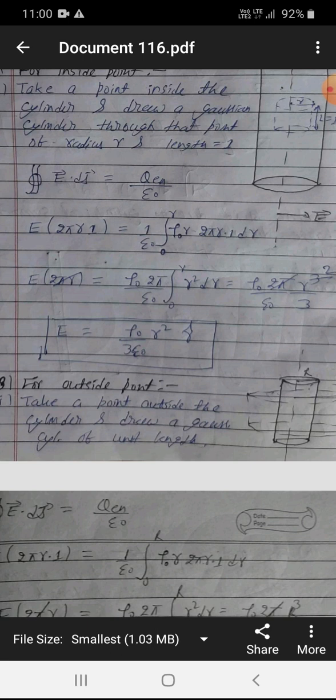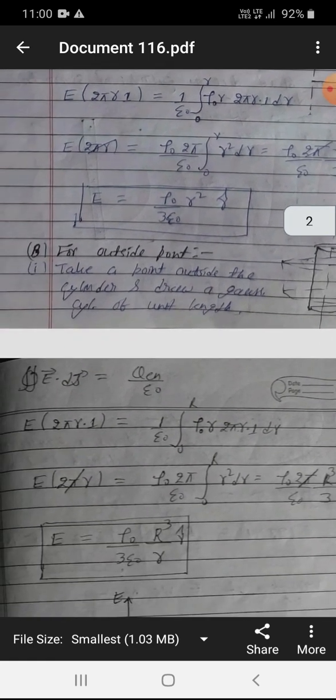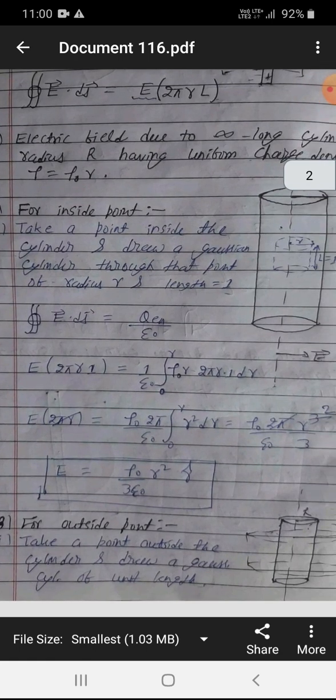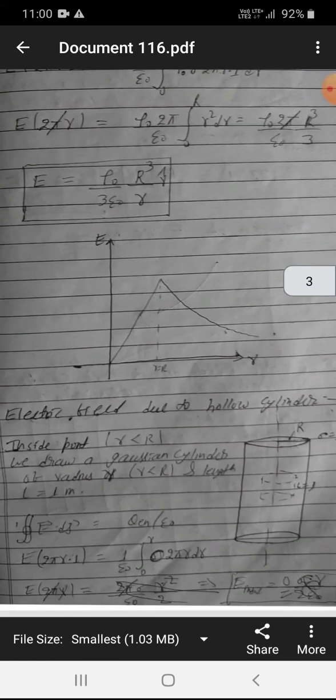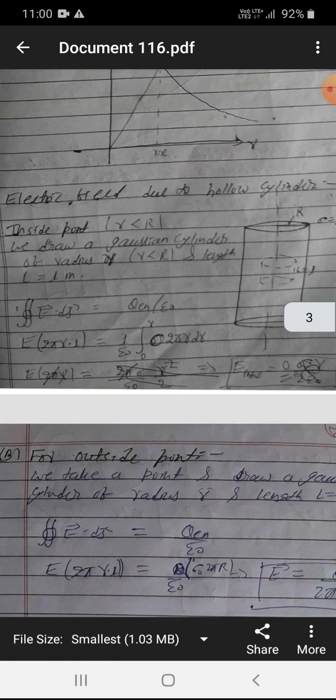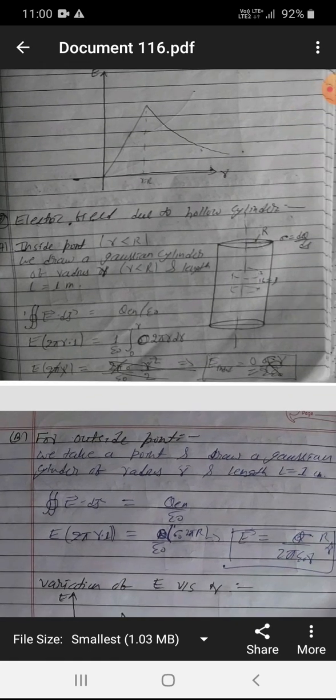So you have to do it as your homework. Now let's find the electric field due to a hollow cylinder at an inside point and outside point.